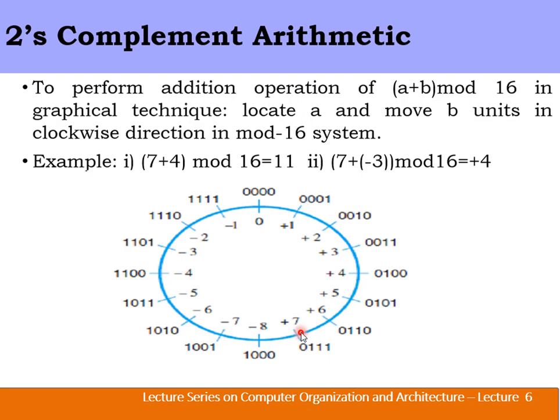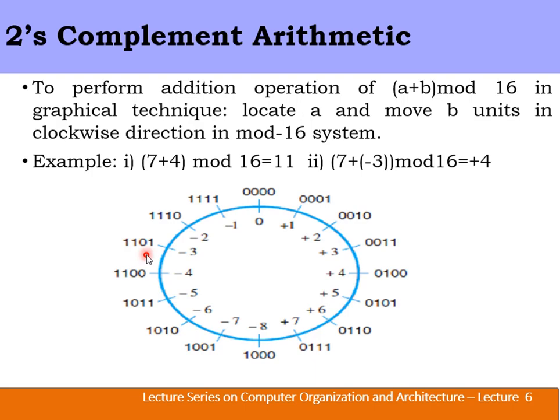So we are at a position and then we are supposed to move for b units. So what is b now? So b is minus 3. So minus 3 corresponding value is 1101. So 1101 is nothing but it is 13.